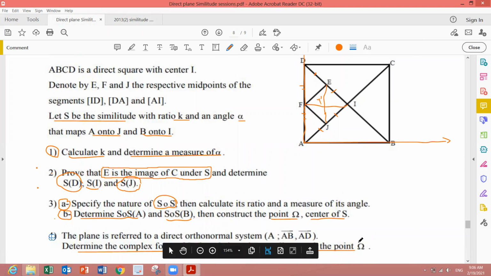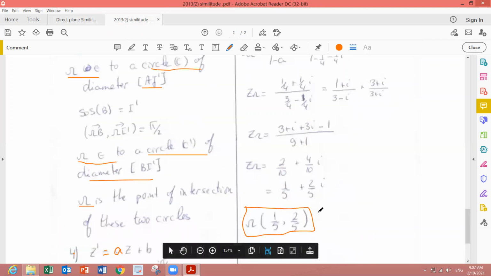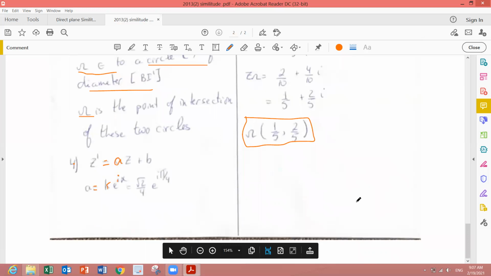And deduce the coordinates, not the affix. This is the affix. We have to determine the coordinates. If you don't write this step, you will lose 1/4. So pay attention. If you need the affix, this is the affix. If you need the coordinates, these are the coordinates of the point omega. This is all for this exercise. Write this exercise on your copybook, and if you have questions, you can ask on Monday.